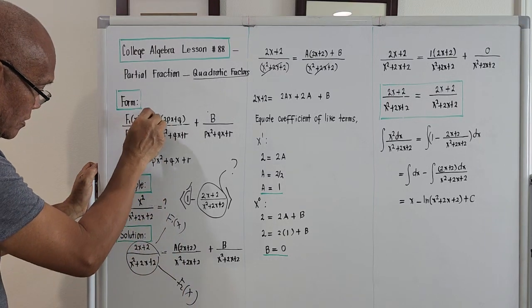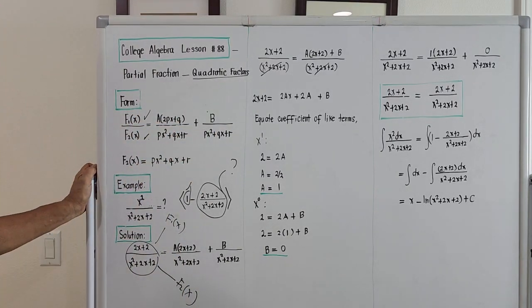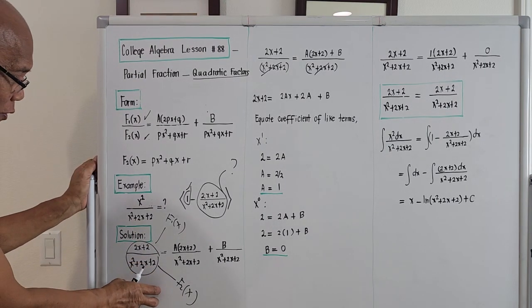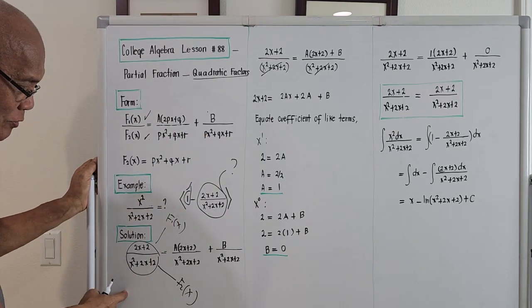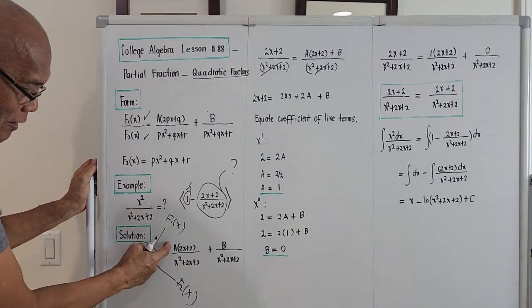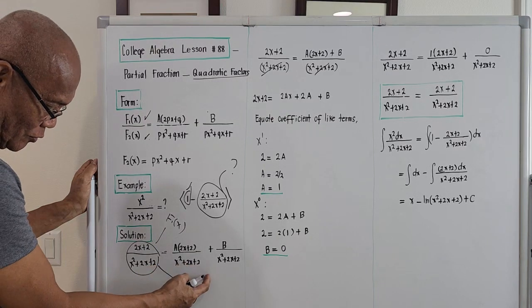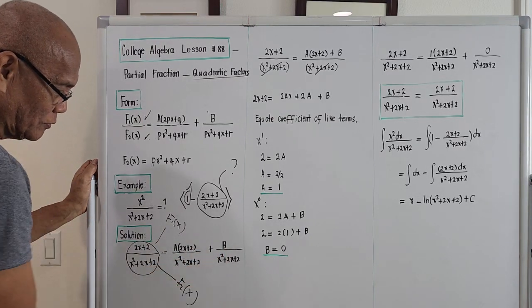This falls under quadratic factor. So if we try to take the partial fraction equivalent of this, we'll follow this one. There is only one quadratic factor, so there will only be two fractions on the right. It will be A multiplied by the quantity 2x plus 2 over x squared plus 2x plus 2, plus another constant B over x squared plus 2x plus 2.